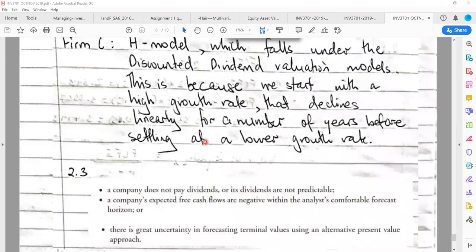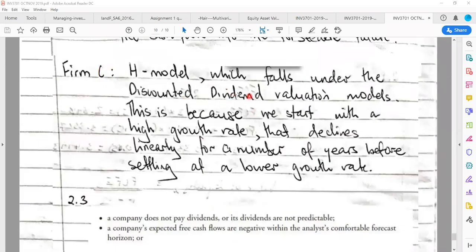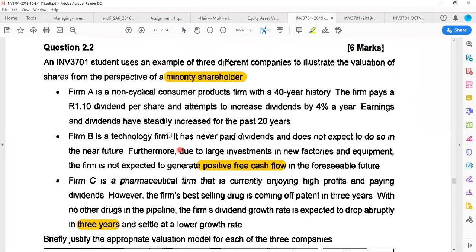And then lastly, here we can also use the discounted dividend valuation model, in particular the H model. This is because we start with a high growth rate when the company is experiencing very high profits, and then that's going to decline for a number of years, 3 years, before settling at a lower growth rate. So you need to be comfortable with being given a case study like this with maybe up to 10 marks, and you need to be able to discuss.